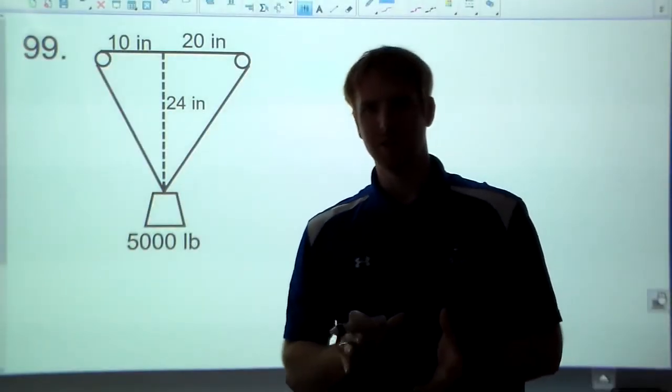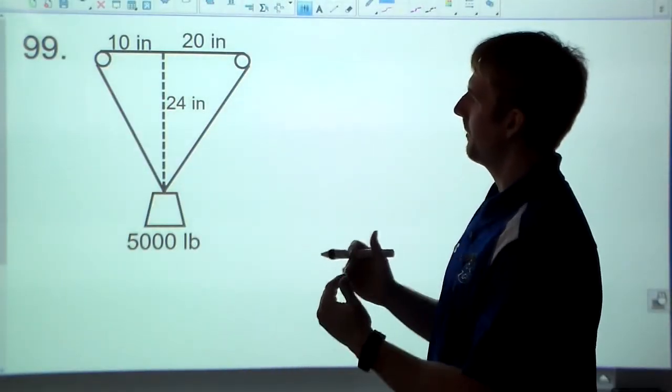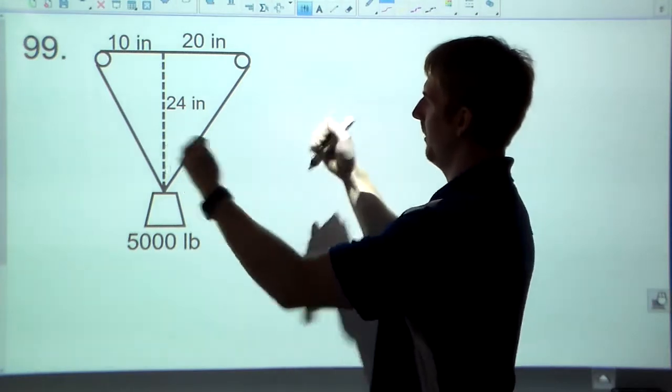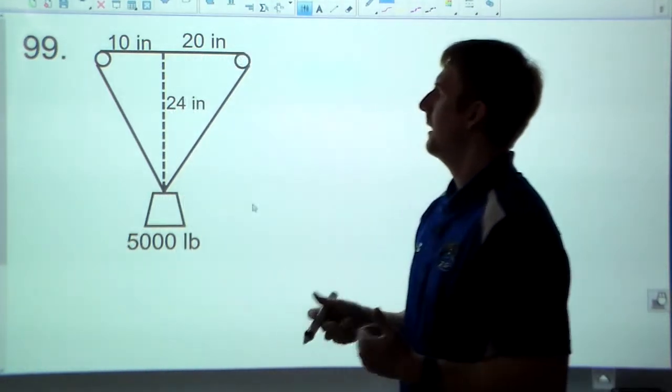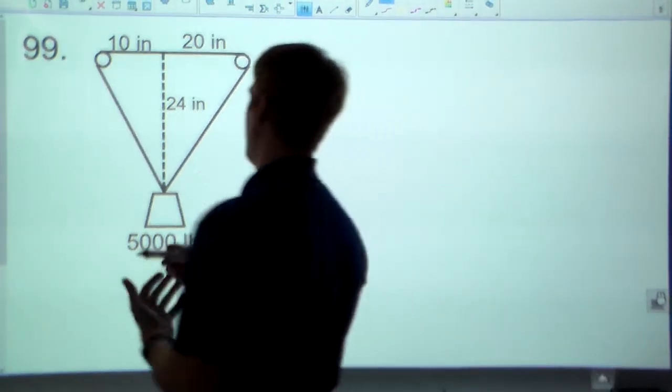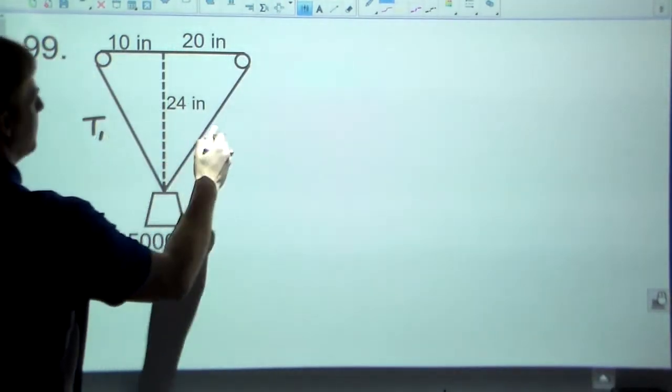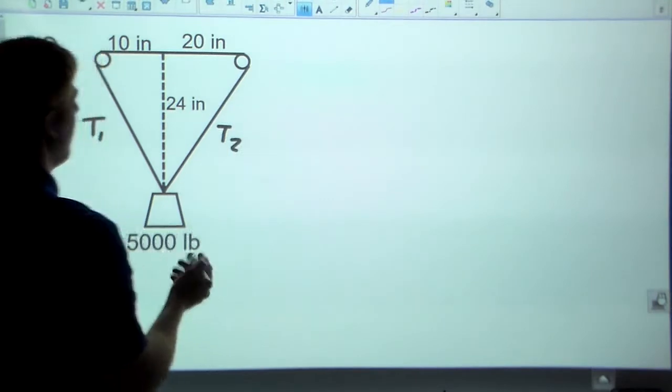Number 9 is kind of tricky because of the setup. You don't have two objects pulling on this one object here. They're all suspended by this pulley system. But in the end, you're still finding the tension in two different cables or strings.